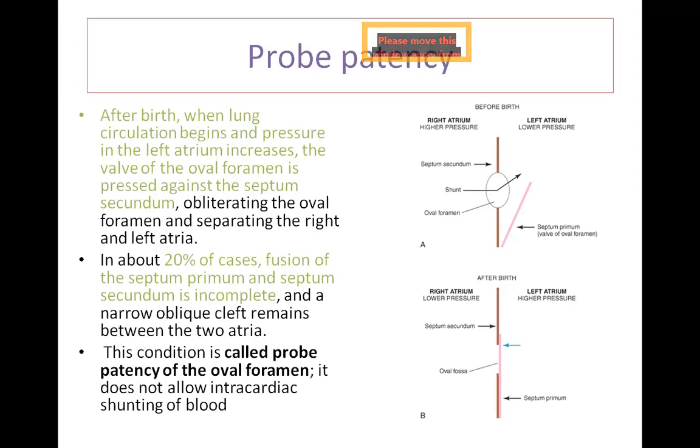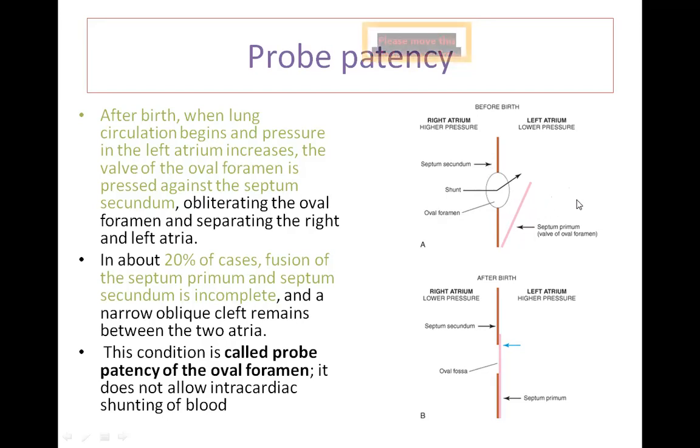What is probe patency of the foramen ovale? After birth, when lung circulation starts, the pressure of the left atrium increases dramatically, and the valve of the oval foramen is pressed against the septum secundum, obliterating the oval foramen and separating the right and left atria. The septum primum is valve-like and the septum secundum is thick and unyielding. So this is movable. When blood flows from right to left, it allows the flow, but whenever there is a reverse flow, it closes this gap by moving like a valve.